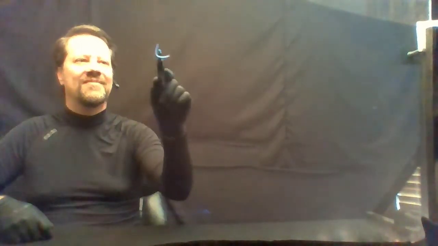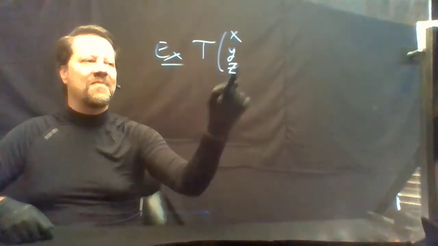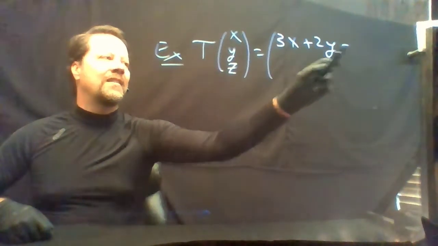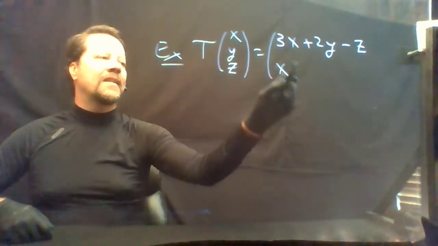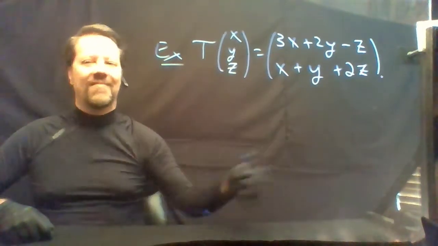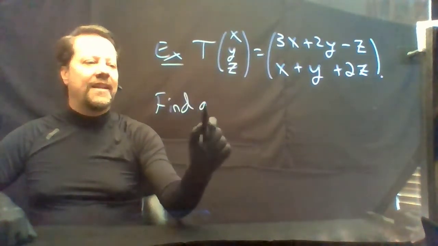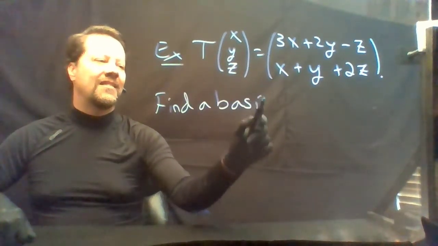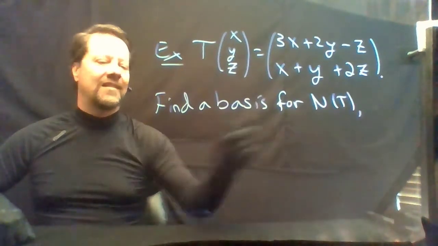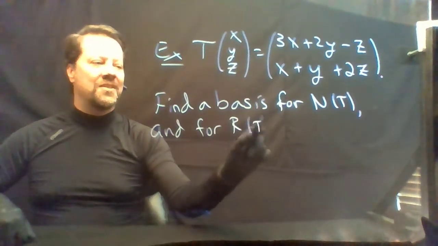For example, suppose that T of x, y, z is, let's say, 3x plus 2y minus z, x plus y plus 2z. Find a basis both for the null space and for the range.